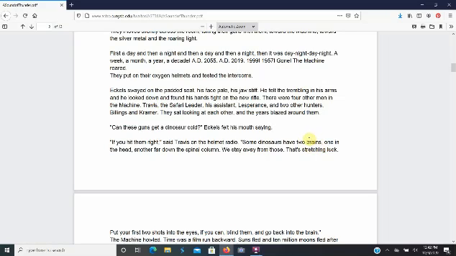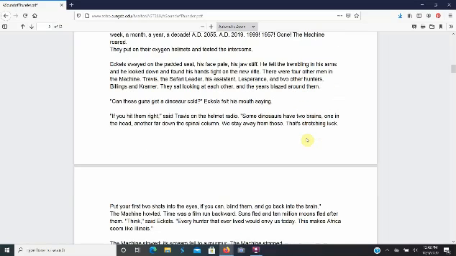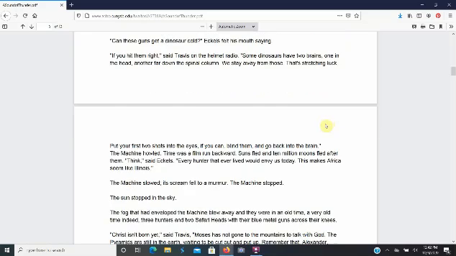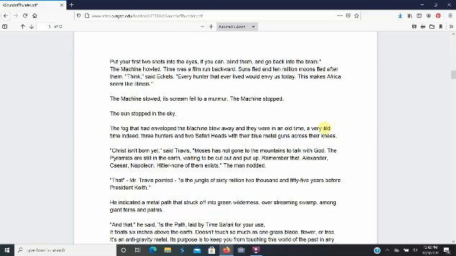Can these guns get a dinosaur cold? Eccles felt his mouth saying. If you hit them right, said Travis on the helmet radio. Some dinosaurs have two brains, one in the head, another far down the spinal column. We stay away from those. That's stretching luck. Put your first two shots into the eyes if you can. Blind them and go back into the brain.